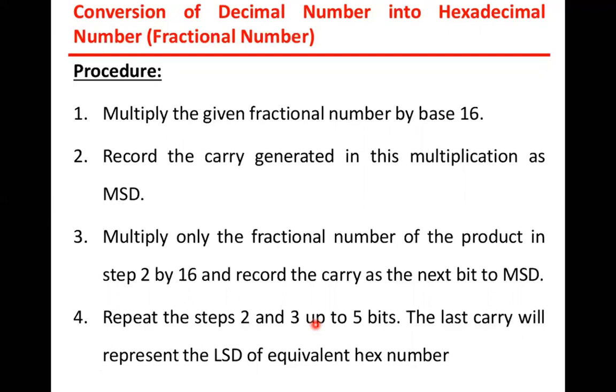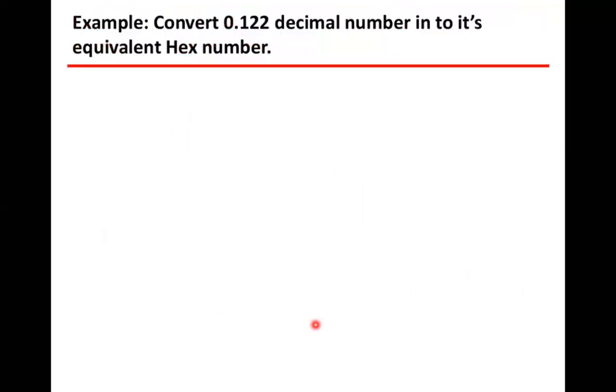Every time we are doing the same job. We have converted decimal into binary, decimal into octal, and now decimal into hexa. In the case of a fractional number, we are multiplying. So let's take an example of 0.122, which is to be converted into a hexa number.